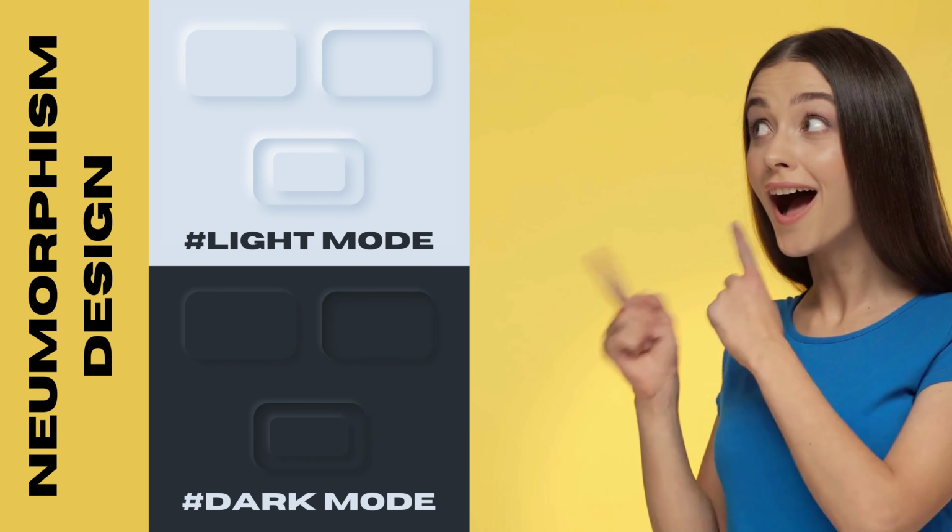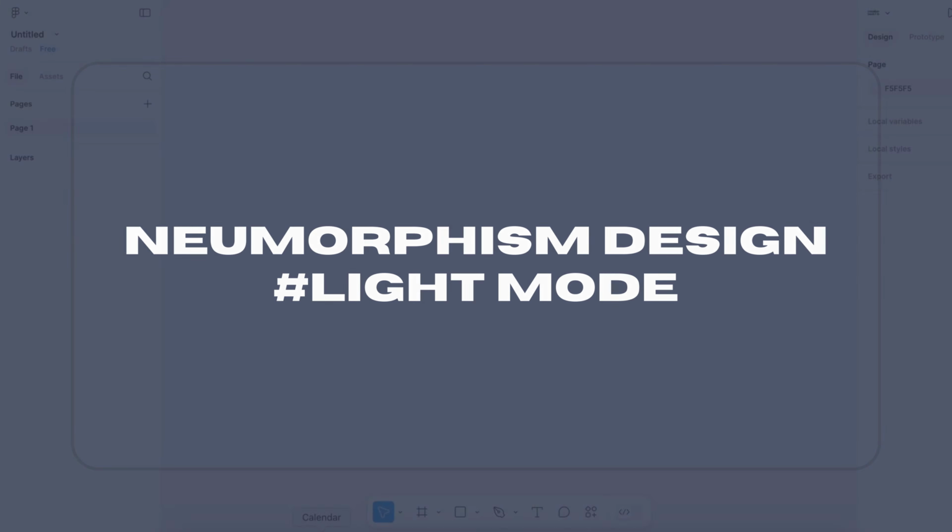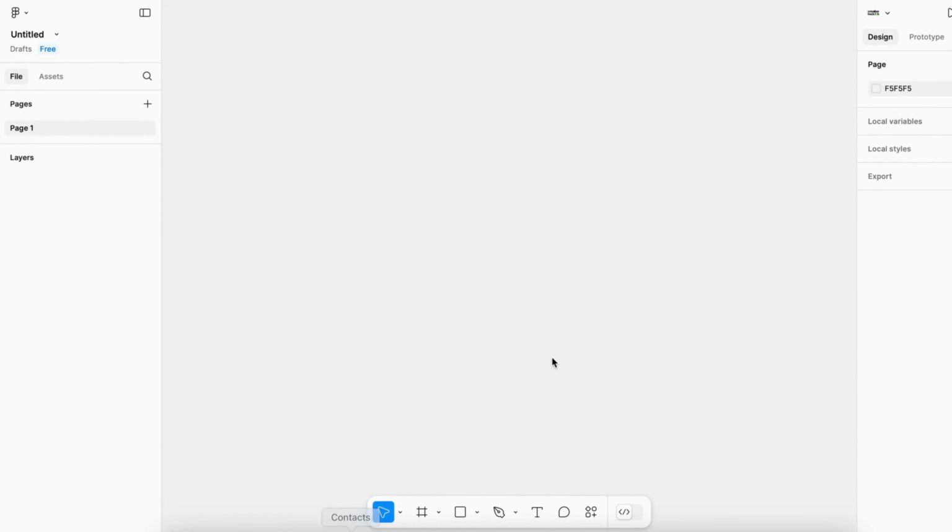Hello everyone. Today I will cover the easiest way to achieve neumorphism in design. I will show you in both colors, that is the light mode and the dark mode.